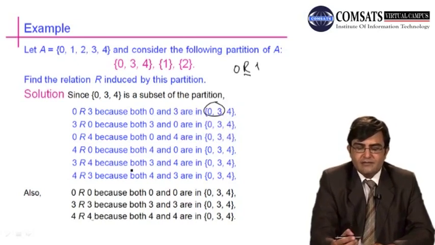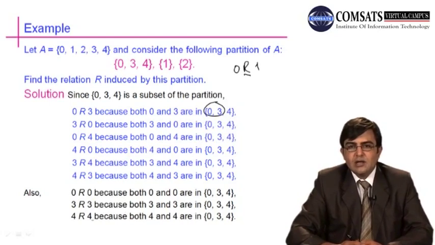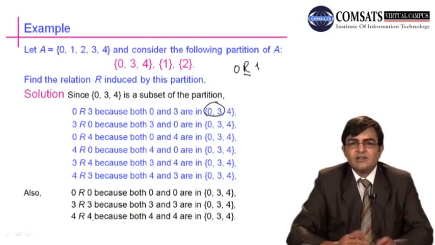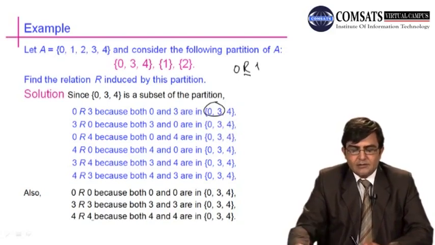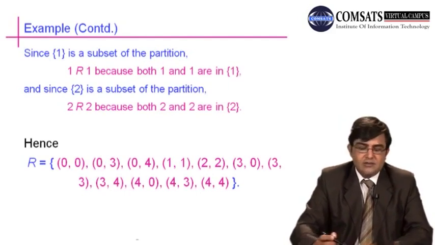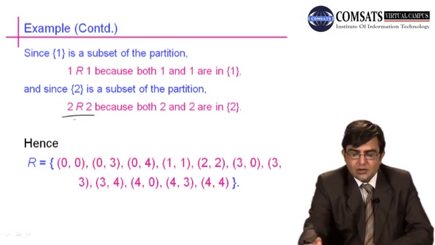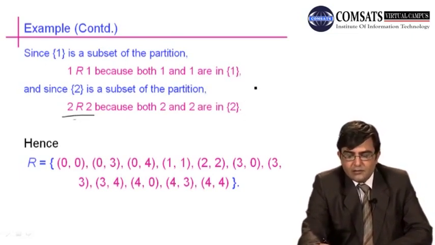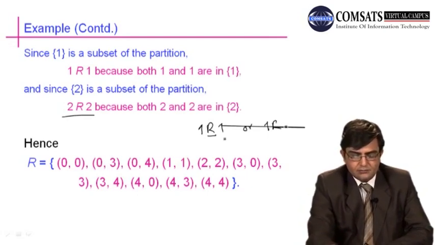Similarly, we can define 1 is related to 1, 2 is related to 2, but 1 and 2 are not related to any other elements because these are singleton sets. 1 is related to 1 because 1 and 1 both belong to the set {1}. Similarly, 2 is related to 2, but 1 is not related to 2.